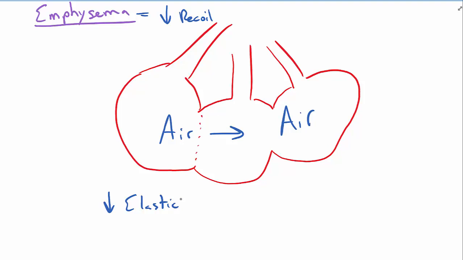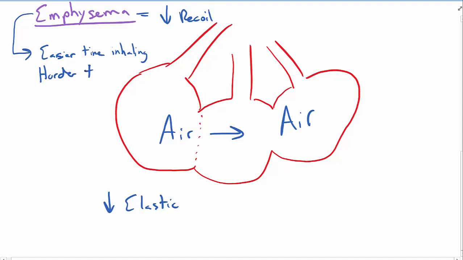So with patients with emphysema, they actually have an easier time inhaling. However, they have a harder time exhaling. Now, another thing to note with emphysema is that not only do you have decreased recoil, but you have increased compliance, meaning stretchiness, or the ability of the lung to stretch.